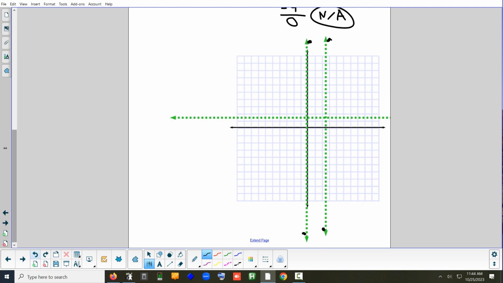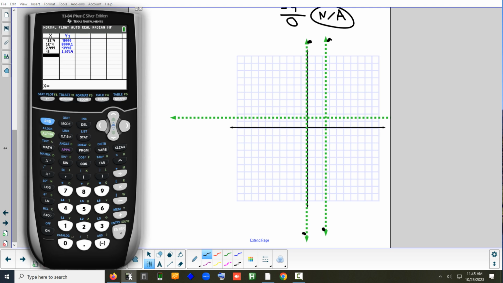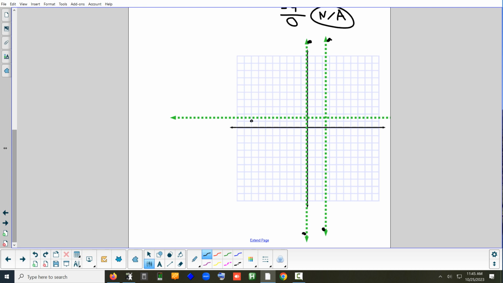Negative 8 like last time. All right, we can do negative 8. So negative 8, 1, roughly. Right about there. I think that's enough for that side, just because we know what the last one looks like. It's just going to curve.